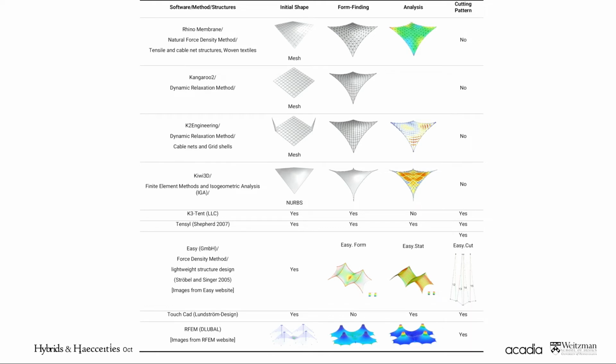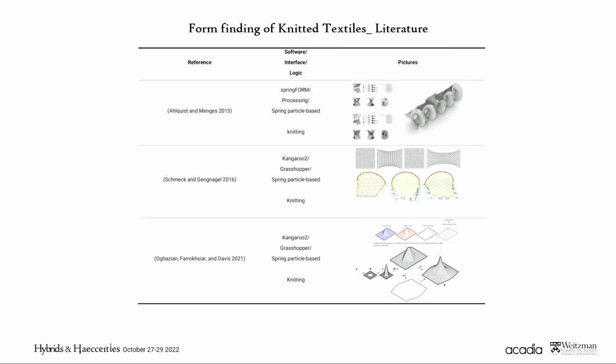For example, in working with Rhino Membrane and K2Engineering, the initial shape is a mesh, and in order to get a proper result, the anchor points should be extracted from the initial mesh and should also meet the final position of the anchors. And it is the same for KV3D, but the only difference is that here the input is a polysurface, and segmentation can be done through manipulation of control points. Kangaroo 2 is one of the most flexible in this regard, however.